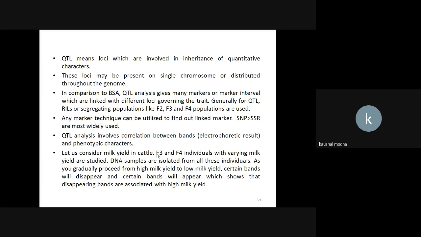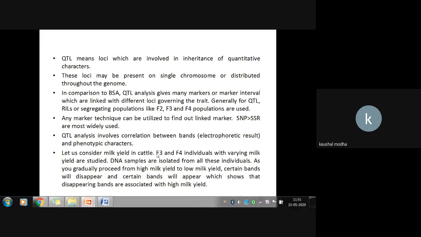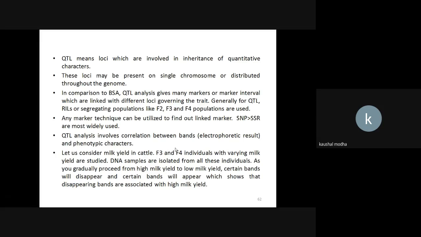some bands you observe in the RILs with a higher number of pods per plant. But as you proceed from the RILs showing the highest number of pods per plant towards the lower number, you see that certain bands disappear. That indicates that these disappearing bands are associated with a higher number of pods per plant. And as you proceed towards the RILs having a lower number of pods per plant, new bands will appear. That indicates that these newly appearing bands are associated with a lower number of pods per plant.